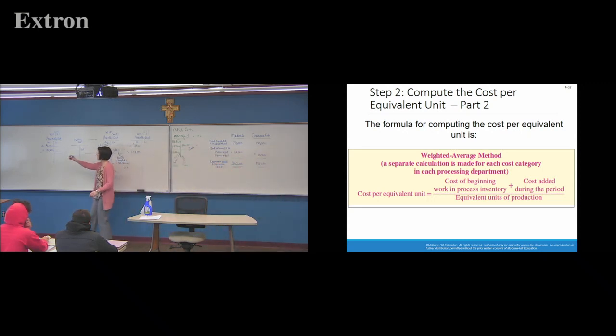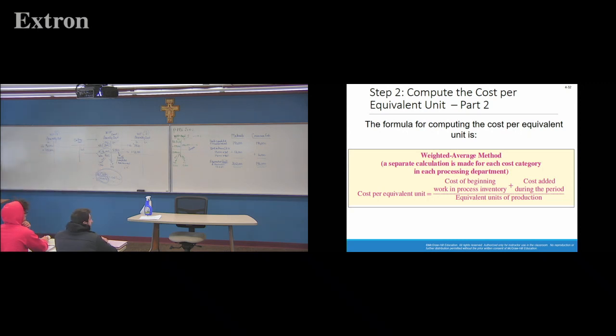Listen, the cost of beginning work in process inventory plus the cost added during the period, that's your numerator, divided by your equivalent units of production. We already figured that out. Our equivalent units of production in this problem were the 5,400 plus 540, that's 5,940 for materials. So now we're just plugging, right?